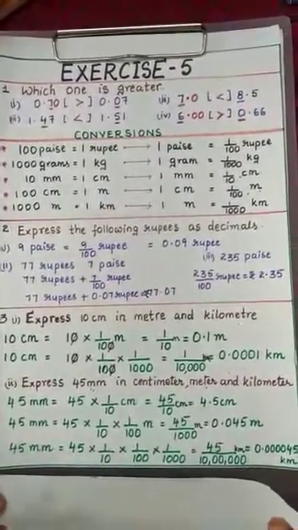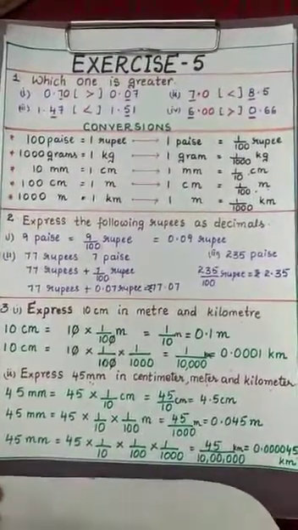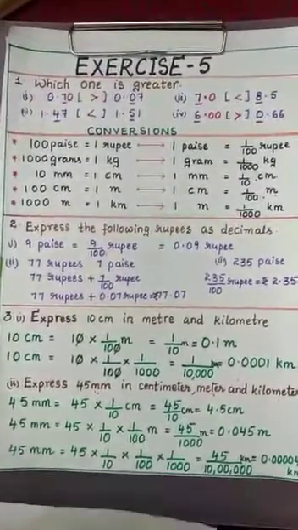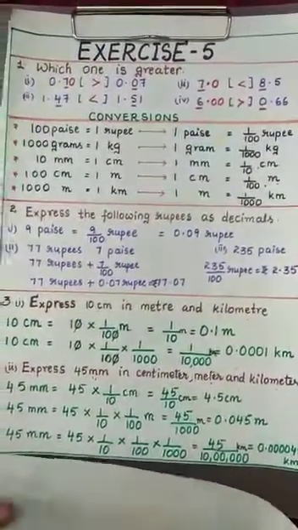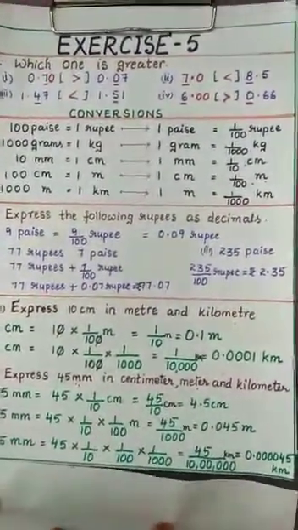So this is the way we have to find sums related to the conversions. Okay children? Practice once again all these sums. Not only assignment sums, again you practice these sums.